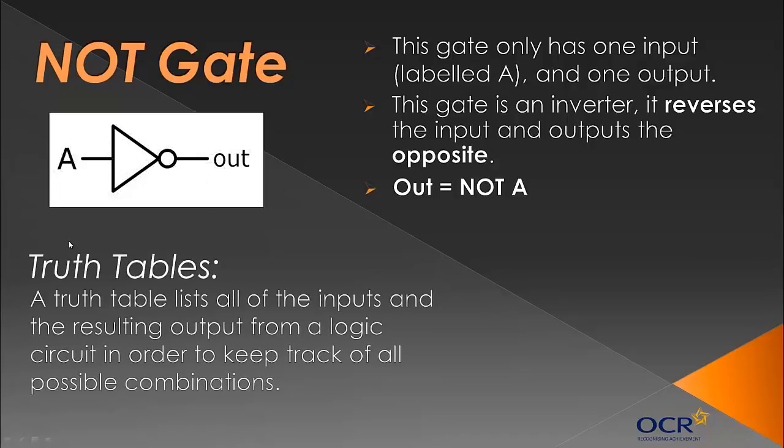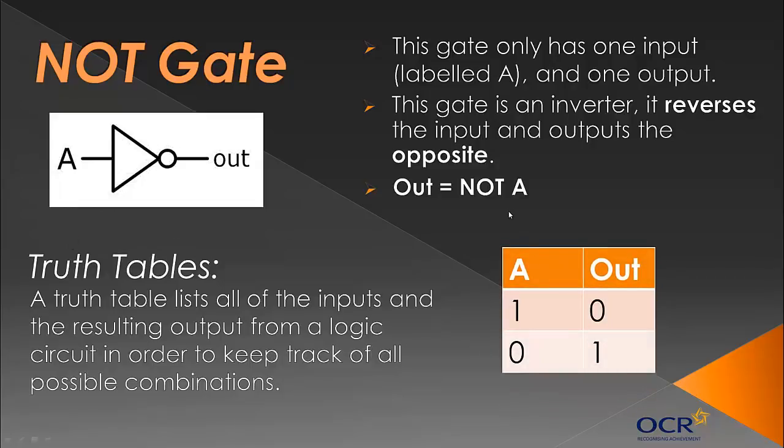So a truth table, this will make sense in a minute. A truth table lists all of the inputs and the resulting output from a logic circuit in order to keep track of all possible combinations. So a truth table will basically have a column for all the inputs and a column for an output, and it will list all possible combinations. Here the only two possible combinations are 1 and 0, because we've only got two options. We're looking at binary, true or false, two options and two outputs for each input.